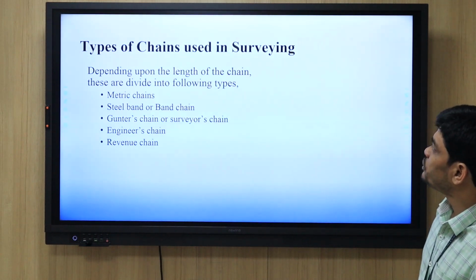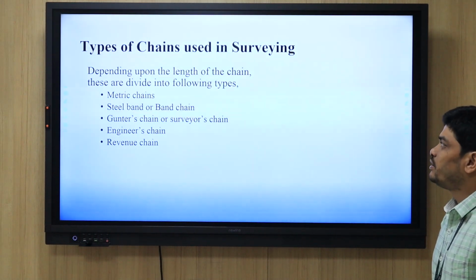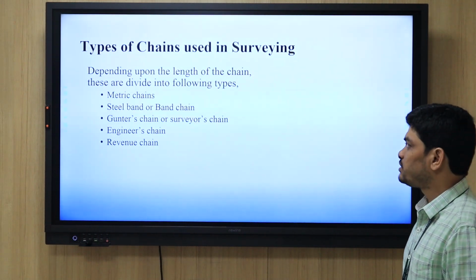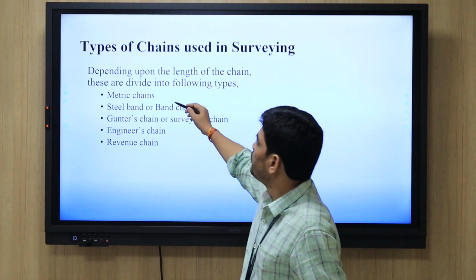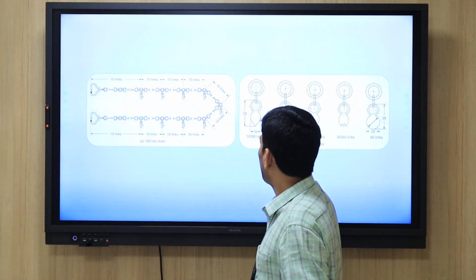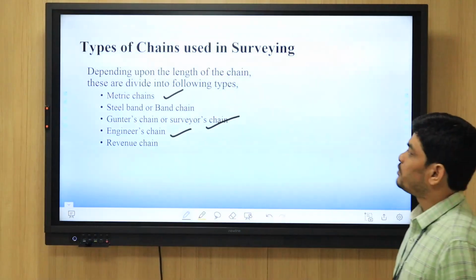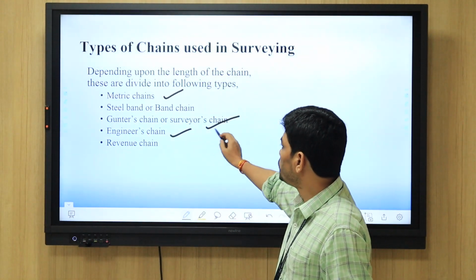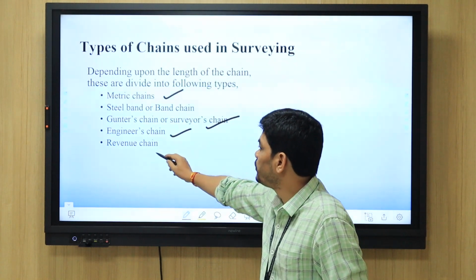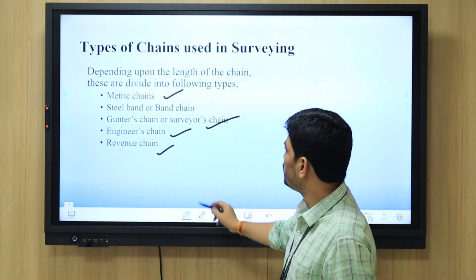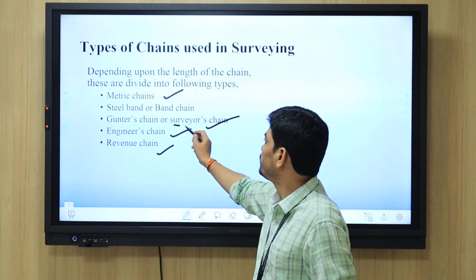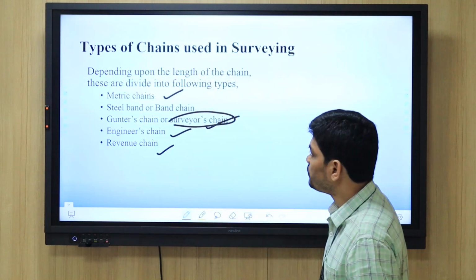Next, types of chains used in chain survey. There are different types of chains. One is the metric chain, then the Gunter's chain or surveyor's chain, the engineer's chain, and the revenue chain. Generally we will use the survey chain or engineer's chain. Okay, these are the different types of chains.